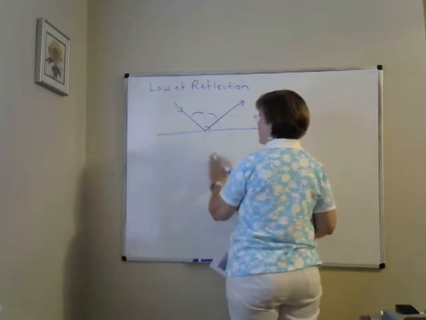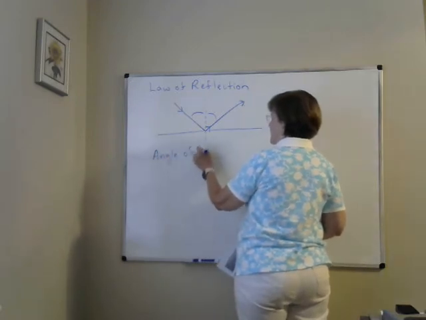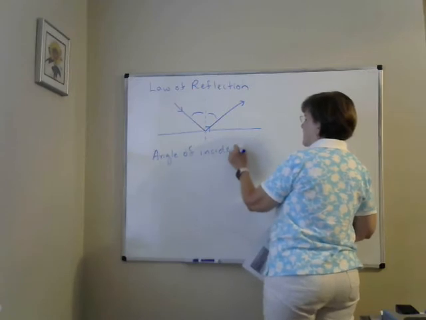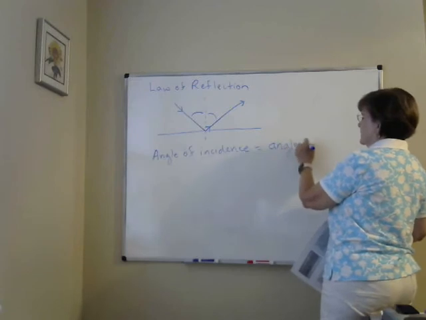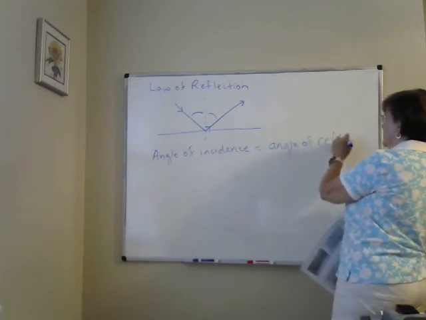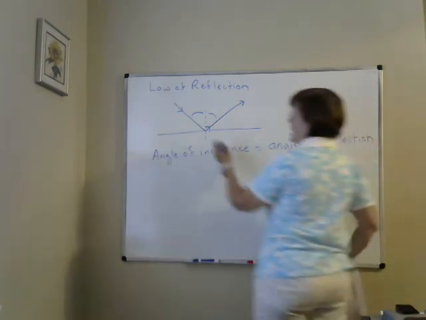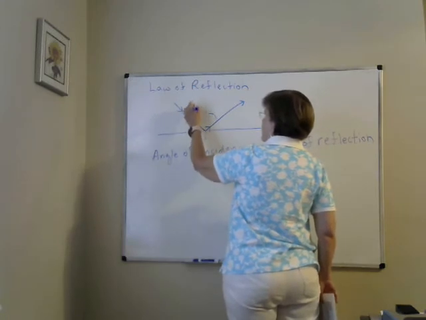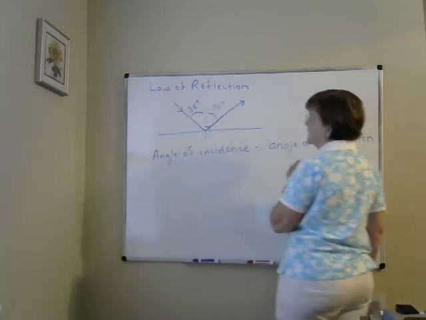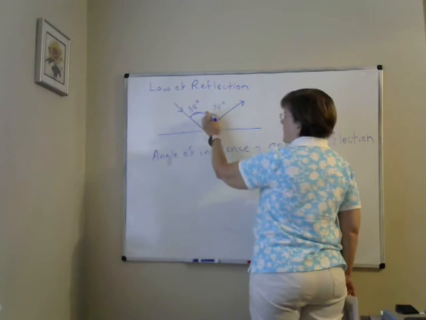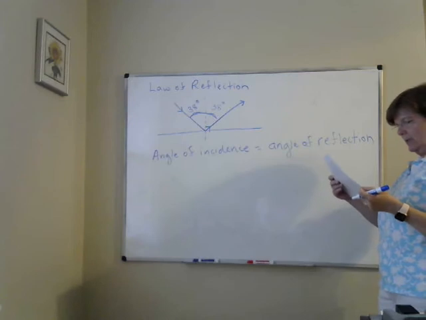And the law of reflection simply says that the angle of incidence is equal to the angle of reflection. So, if this incident angle right here is 38 degrees, then this reflected angle right here is 38 degrees, and that distance from here to here would be 76 degrees. It'd just be the sum of those two angles.